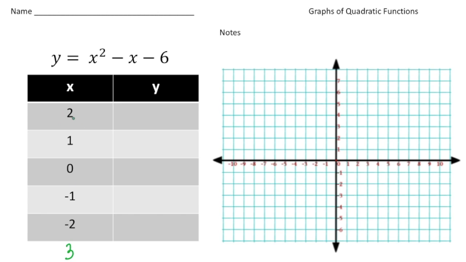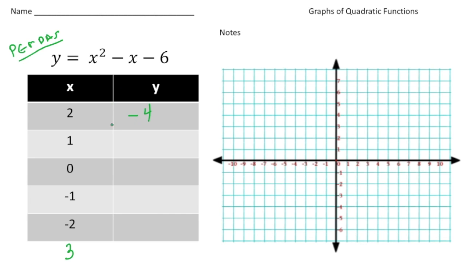All you have to do is plug in the x values and use PEMDAS, the order of operations, to figure out the y value. So please write down PEMDAS. That is important. You must always follow that. So when I plug in 2, 2 squared is 4. Take away 2 gives you 2. And then take away 6, we're going to get a value of negative 4 for y.